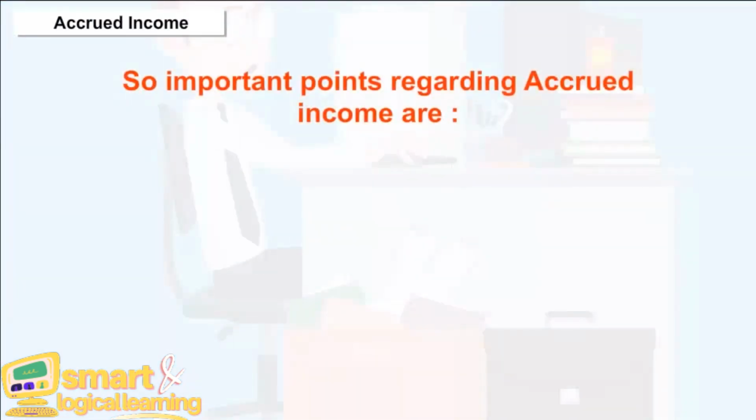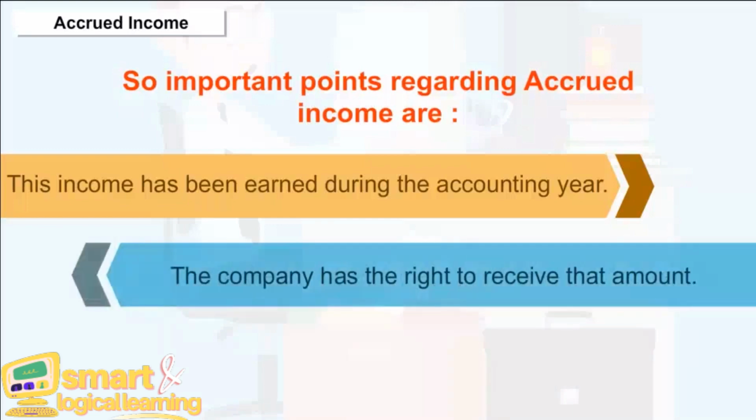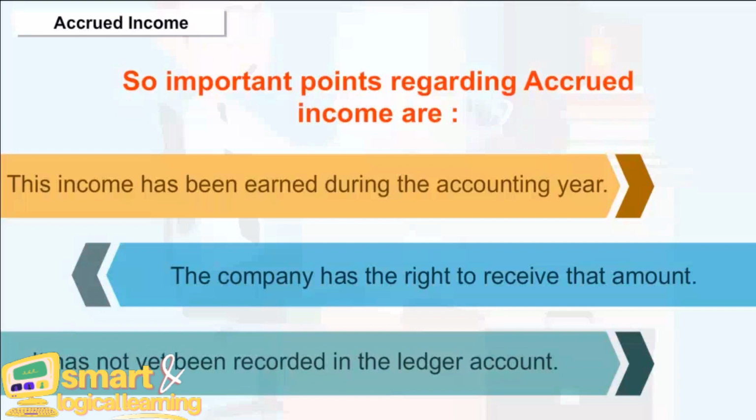So, important points regarding accrued income are: this income has been earned during the accounting year. The company has the right to receive that amount. It has not yet been recorded in the ledger account.